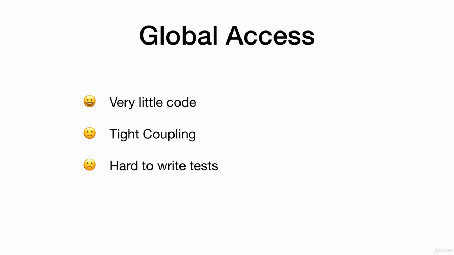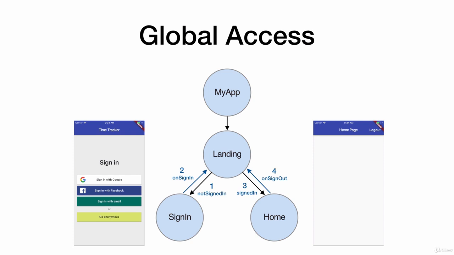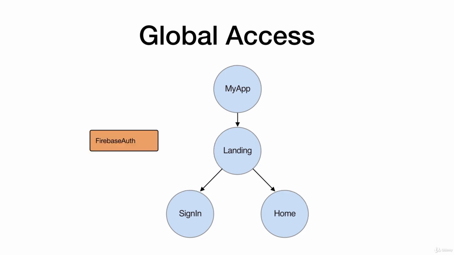And also, it is hard to write tests for this code. In fact, at the moment there is no way that we could write a test to check that when the sign-in button is pressed, then the sign-in anonymously method is called. So singletons are quite easy to use, but they come with a number of drawbacks. And the same considerations that I've just made for the sign-in page also apply to the landing page and the home page as well. Okay, so in summary, there is one fundamental problem with global access, and that is that all the widgets in our code are asking for access to Firebase auth.